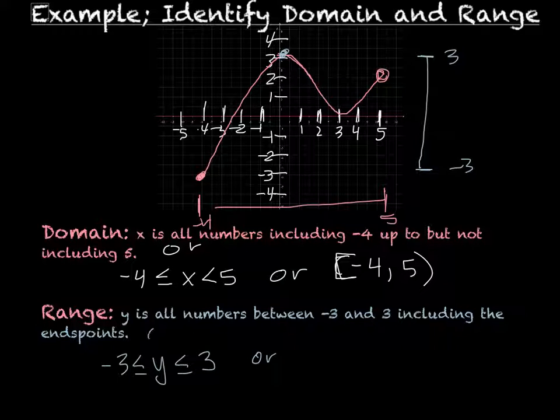Or we could say as an interval, negative 3, including negative 3, up to 3, including 3. And that would be your final answer. Just pick one of those to explain the domain and range.